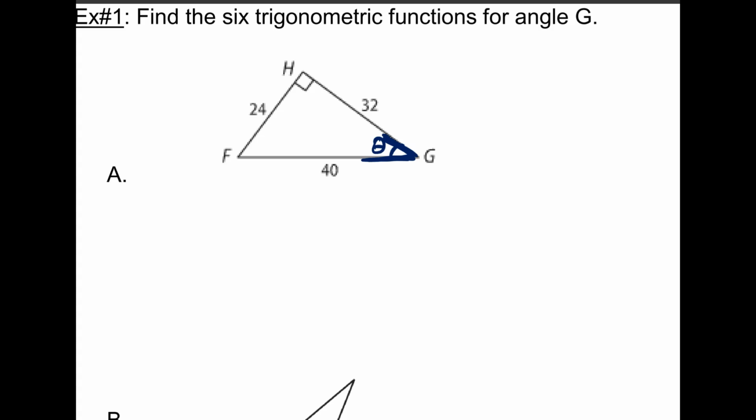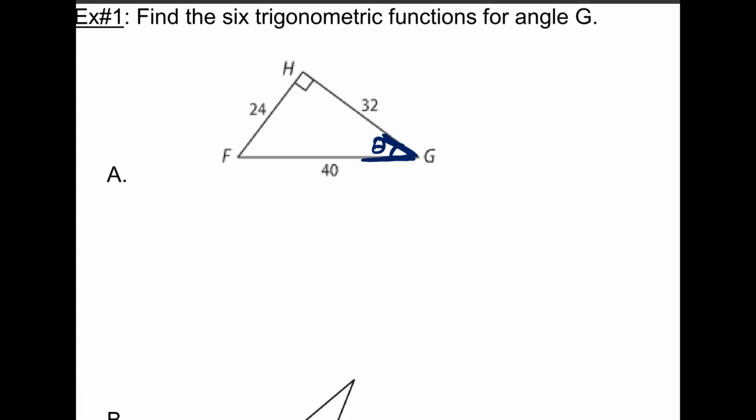So when I say angle G, put your finger on G. All right, you put your finger on it and you're like, okay, so that is the angle right there. Angle G is the one where this vertex is. So if that's my angle, let's go ahead and label our sides.